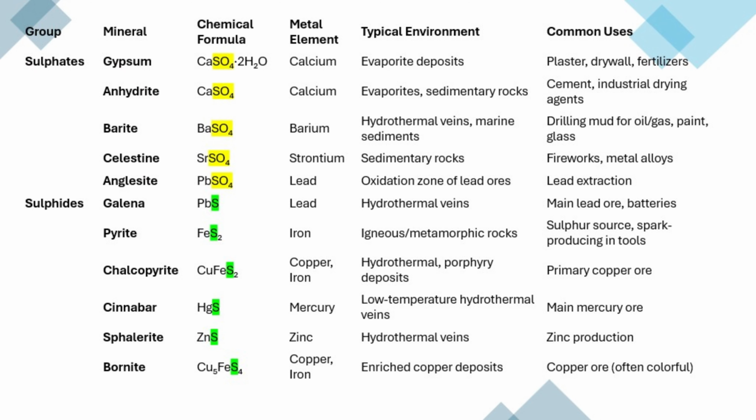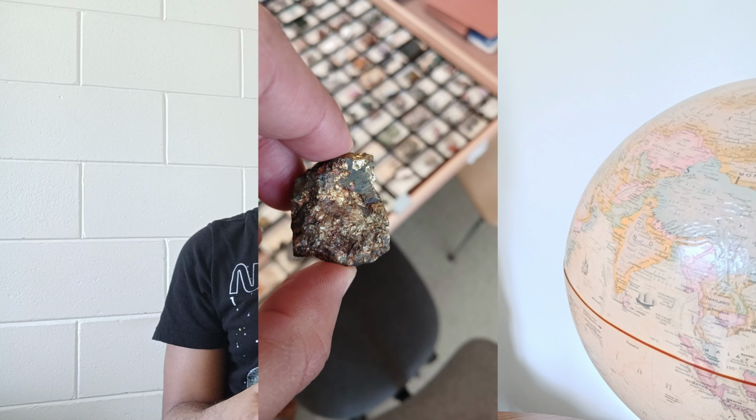Sulfide minerals, on the other hand, have sulfur without oxygen and form deep underground where there's little oxygen. They often look metallic and are important sources of metals like lead, copper, zinc, and so on. Common examples are galena, pyrite, chalcopyrite, and that's quite simple and straightforward. That's it.